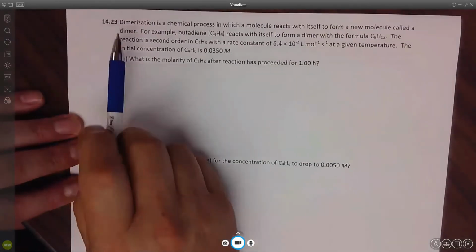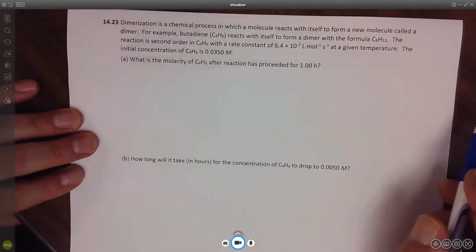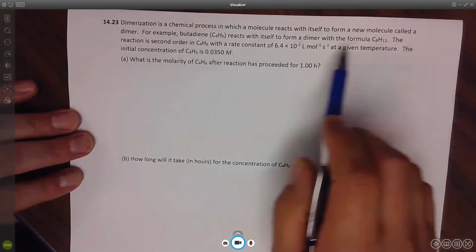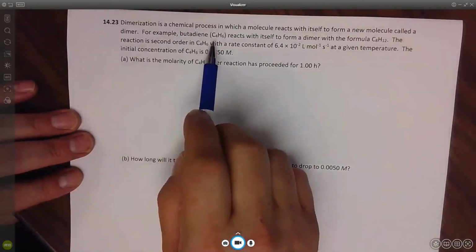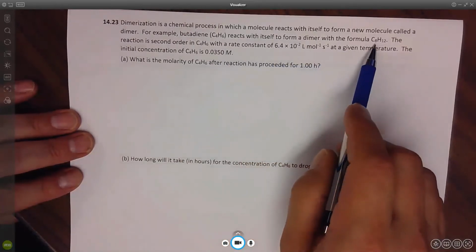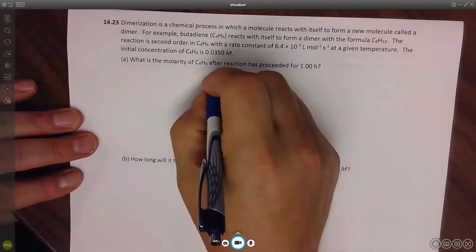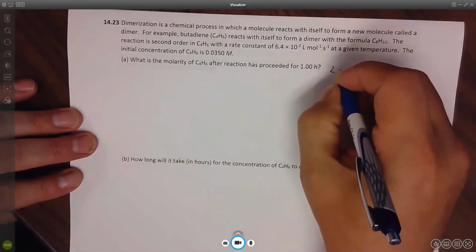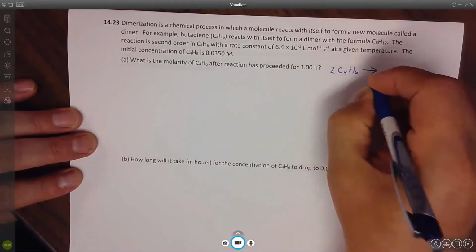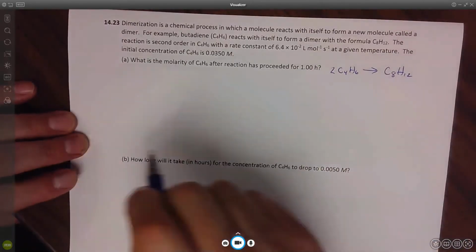Number 23 from chapter 14 says the dimerization is a chemical process in which molecules react with itself to form new molecules called a dimer. So for example, butadiene, C4H6, reacts with itself to form a dimer with the formula C8H12. Basically, that means we have two butadiene molecules reacting with each other to form just a single new molecule, C8H12. And so that is called dimerization.